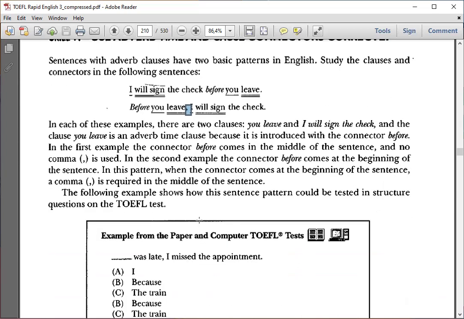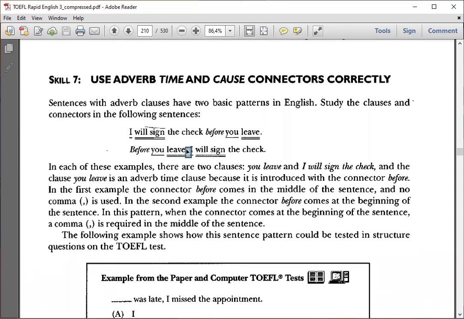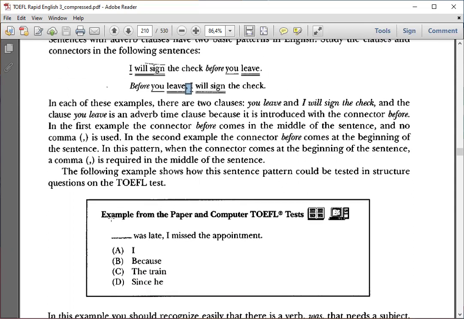What are the adverbial connectors time and cause? So there will be because, there will be before, after, and so on. So later we have discussed one. And then example first. Yeah.